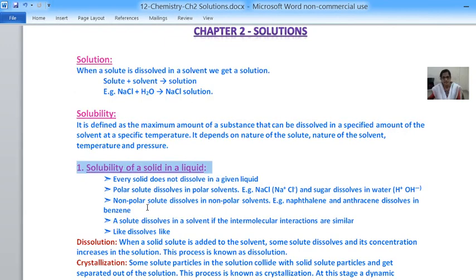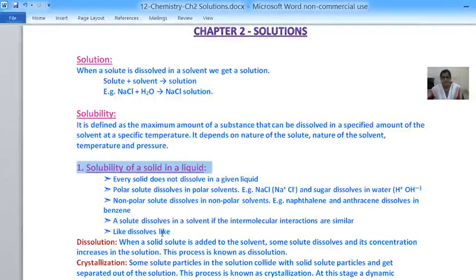Non-polar solutes dissolve in non-polar solvents. Example, naphthalene and anthracene, both of them are organic compounds. They dissolve in benzene, which is again another organic compound. So all these are non-polar solutes. So non-polar solutes dissolve in non-polar solvents. Here naphthalene and anthracene are non-polar solutes, and they are dissolving in benzene, so benzene is the non-polar solvent.